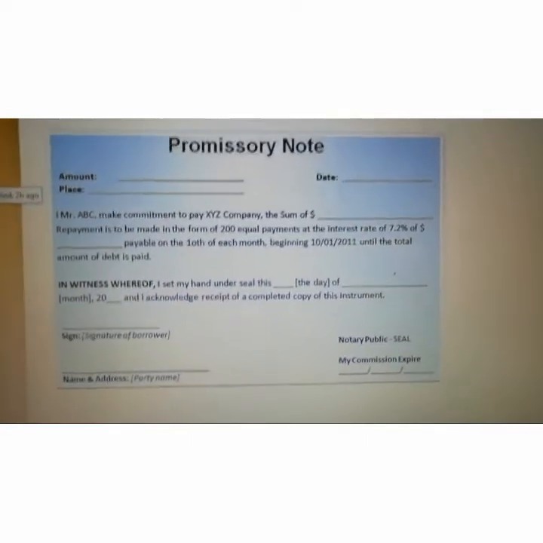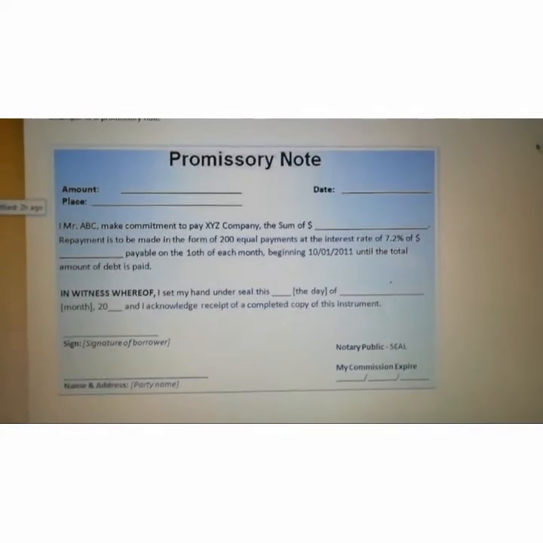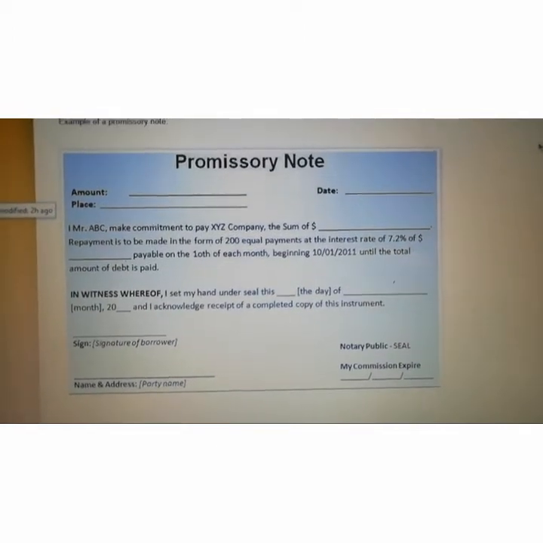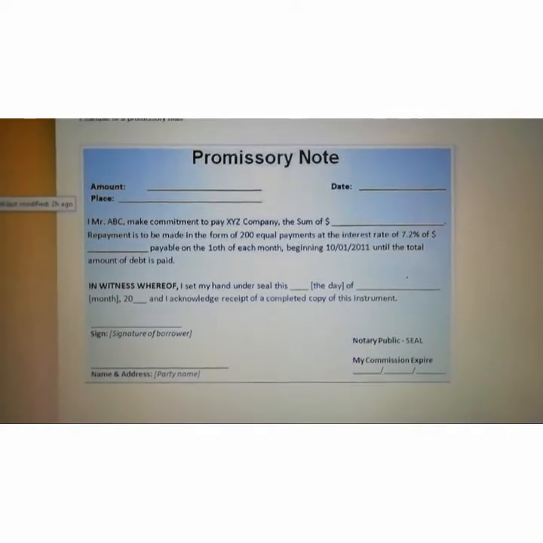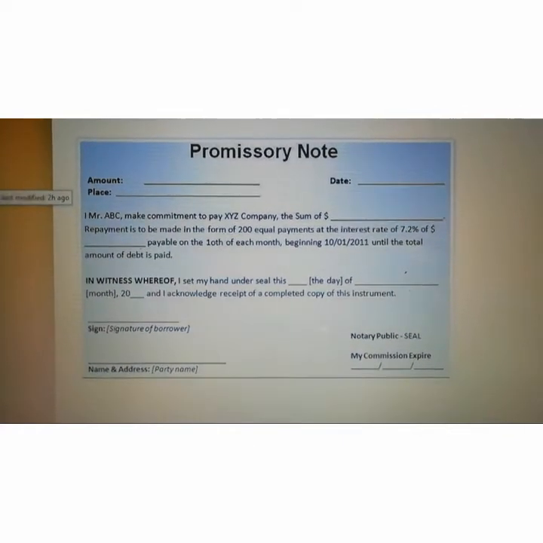So everybody is open to their computers, to the Word document, and open to page 3, the example of the promissory notes.